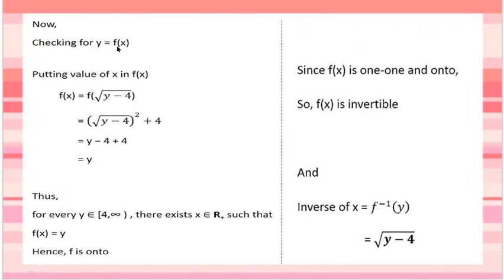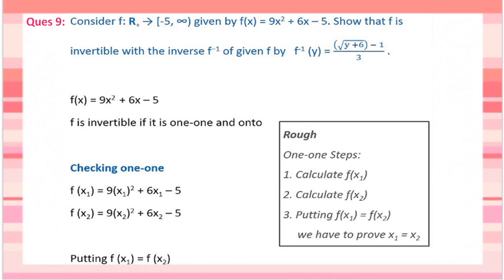Now let's check for y equal to f(x), and what is x that we have calculated: under root y minus 4. Let's treat this function as f(x). The function was x square plus 4, and in place of x we will write the value that we have calculated. So x square plus 4, and when we remove this square and root, the answer is y. So y is equal to y. So hence the function is onto. This is 1-1 and onto, it means the function is invertible, and the inverse is this, that's what we calculated: under root y minus 4.